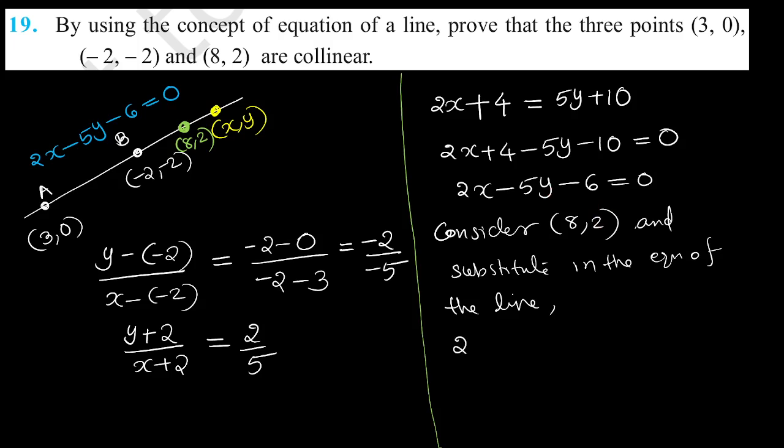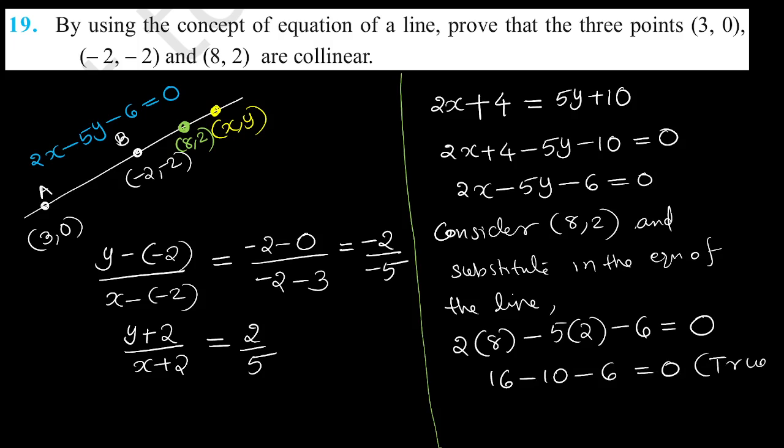So let me put 2x, 2 into 8 minus 5 into 2 minus 6. Let me check whether it is true or false. 16 minus 10 minus 6. True. Meaning that 8 comma 2 satisfies the equation of the line. So 8 comma 2 also lies on the line. 8 comma 2, my diagram is correct. Meaning that the 3 points are collinear.